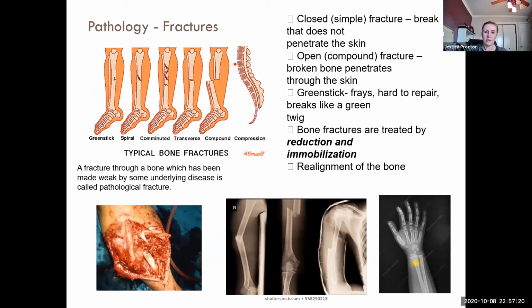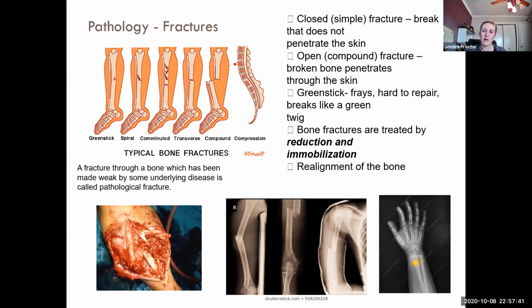All right, so a fracture through a bone, which has been made weak by some underlying disease, is called a pathological fracture. So if somebody has a broken bone because they have poor nutrition, because they don't have adequate calcium, adequate phosphate in their diet, their fracture may be a pathological fracture.